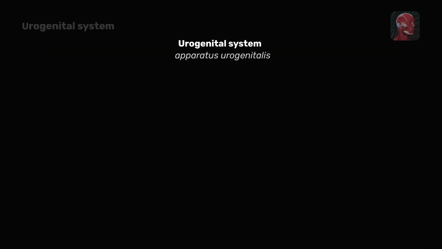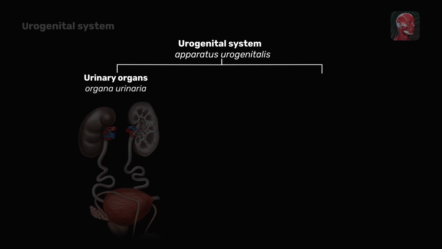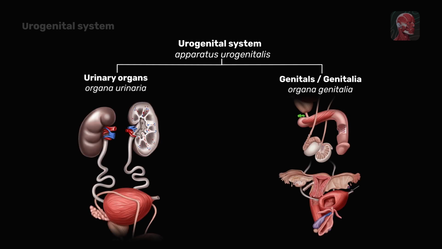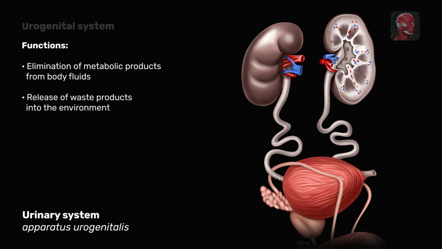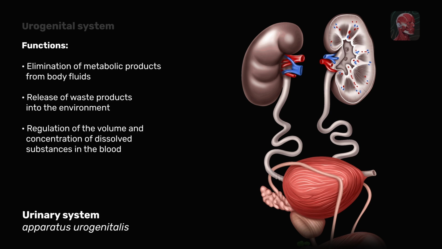The urogenital system includes the urinary organs and the genitals. They are closely related anatomically and functionally. Let's start with the urinary system. It performs three main functions: elimination of metabolic products from body fluids, release of these waste products into the environment, regulation of the volume and concentration of dissolved substances in the blood.